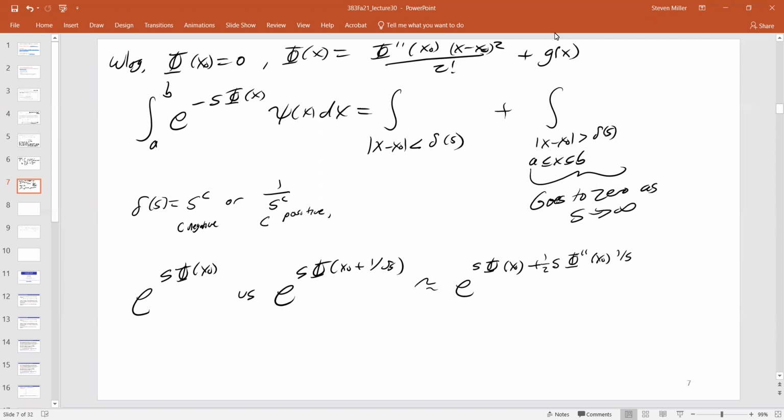The s and the 1/s cancel, and this is looking like e to the s phi of x naught times e to the phi double prime of x naught over 2. So as s goes to infinity, the e to the phi double prime of x naught over 2 is going to stay roughly the same size. It's going to be a constant rescale that's independent of s. So I really should be able to move over at least 1 over square root of s without having any significant change.